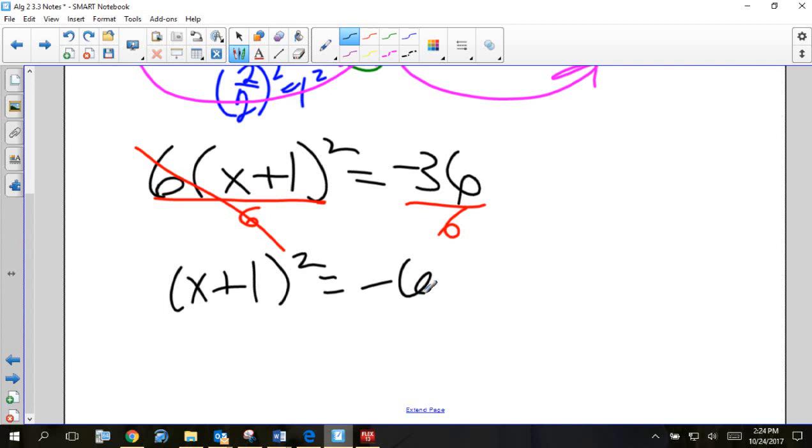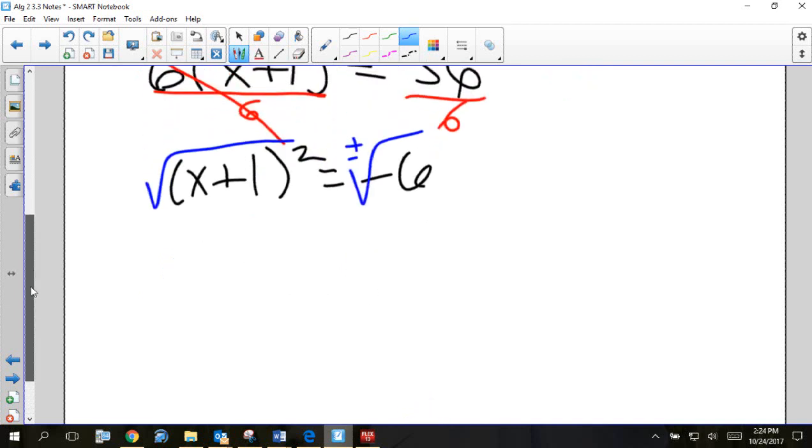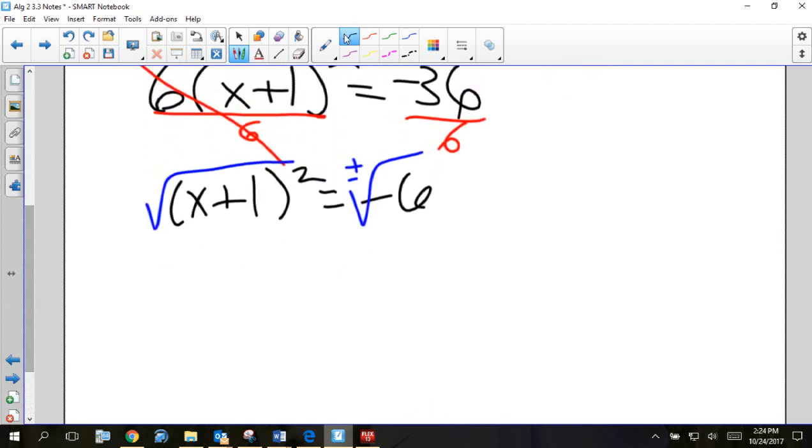David, what should I do? Square root. What do I do if I square root it? Plus minus. Plus minus? Okay. So now I have x plus 1 equals plus minus square root negative 6.